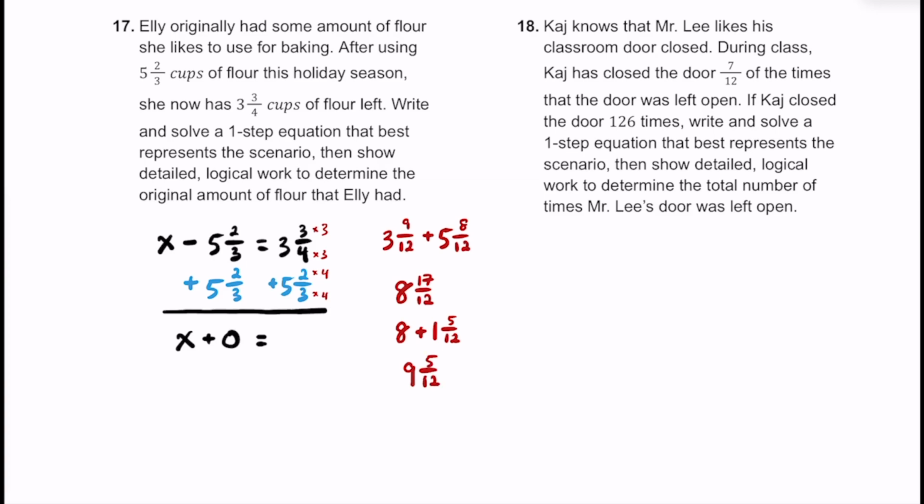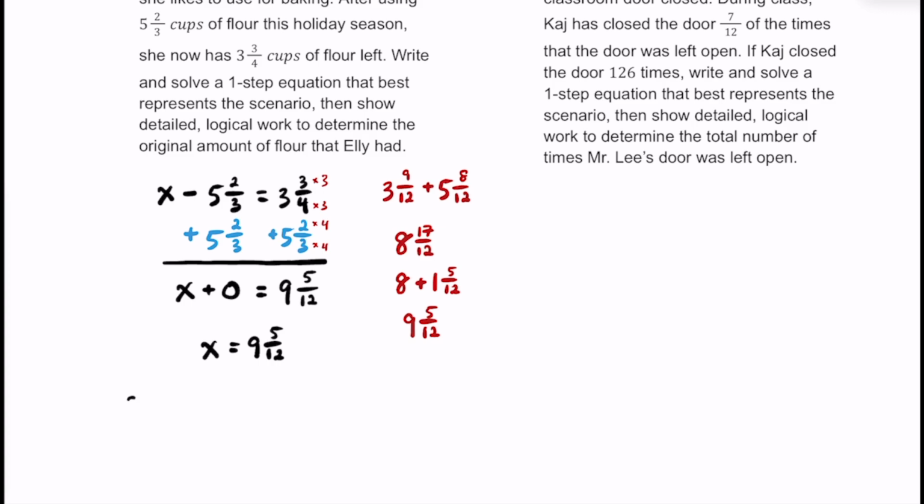All right, so that's going to be the total amount of flour that Ellie must have started with before she used some for her baking, right? So again, the zero signifies that this is what if she didn't use any flour. So then we can say X is equal to 9 5/12. And then we can conclude and say that she originally had 9 5/12 cups of flour.